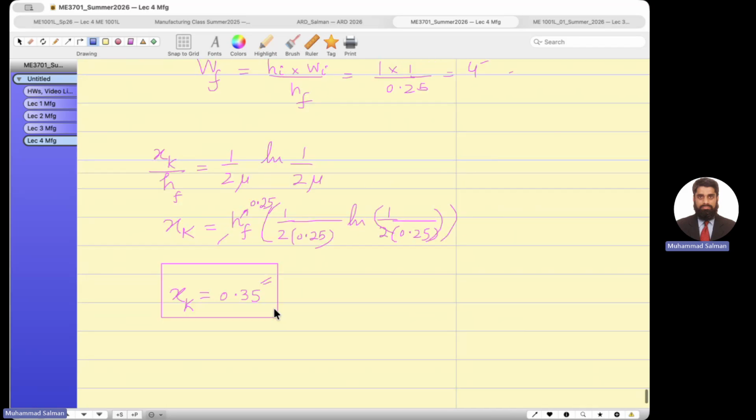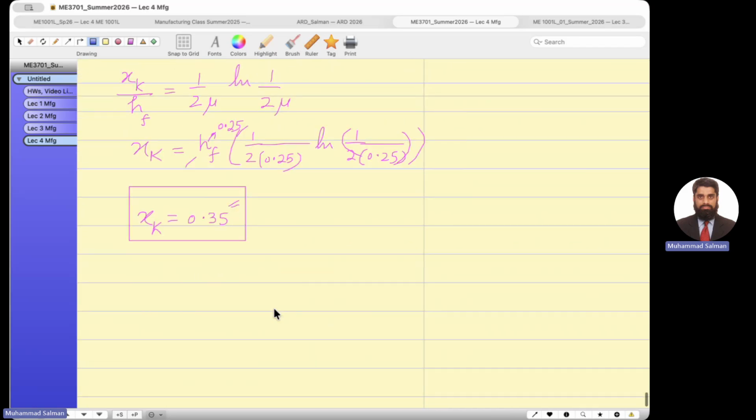Good job, guys. Now let me tell you one thing. This is the final center line, this is my W by 2. From 0 to 0.35, 0 is the outer boundary up until the center line, which is half of the width. And it is the same thing, 0.35, on this side. From here to here is W by 2, which is 2 inches.